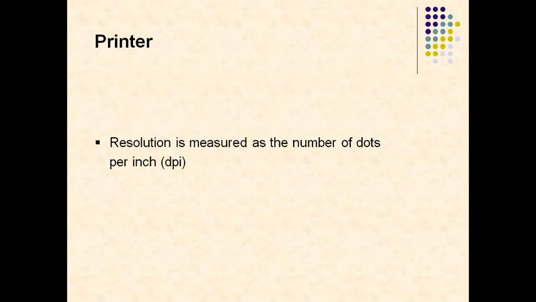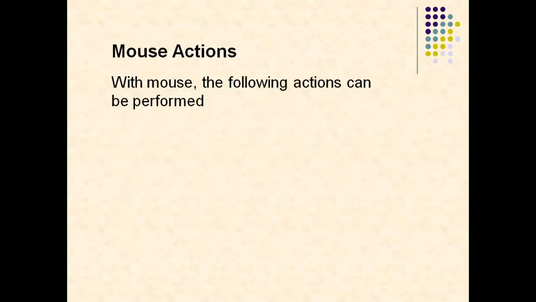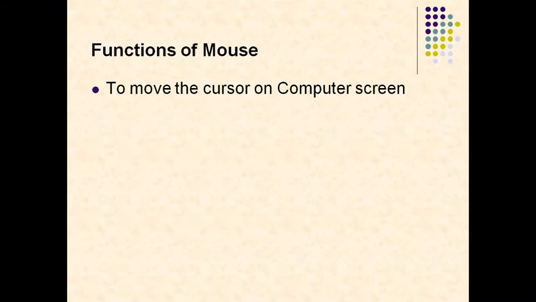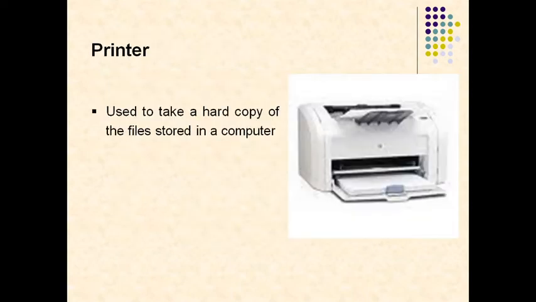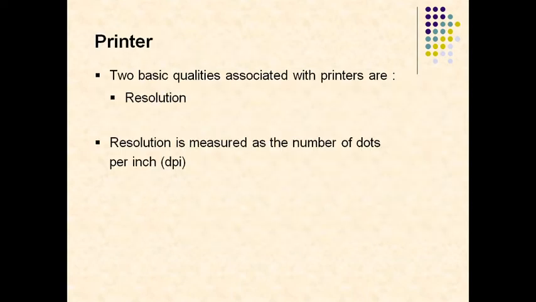Students, till now we have discussed what a mouse is and what the functions of a mouse are, and we have also seen what a scanner is, what the functions of a scanner are, what a printer is, and what the functions of a printer are. Now let us go to the next topic: what is OCR and MICR.